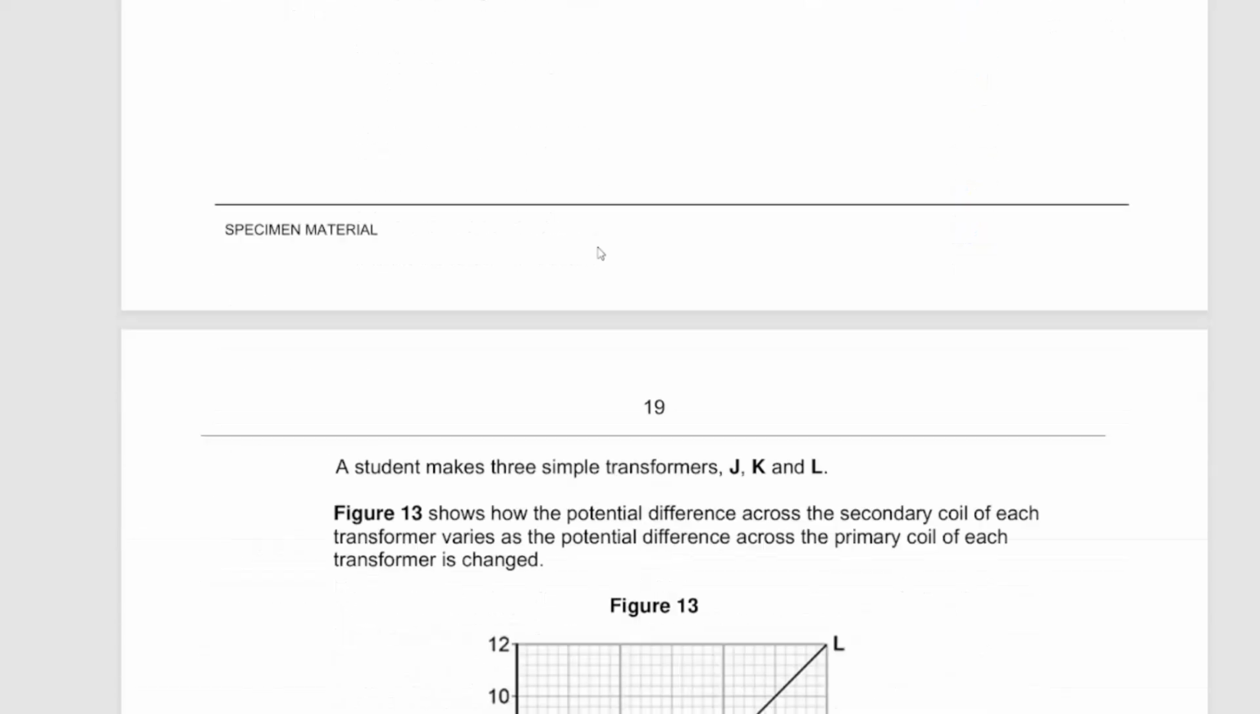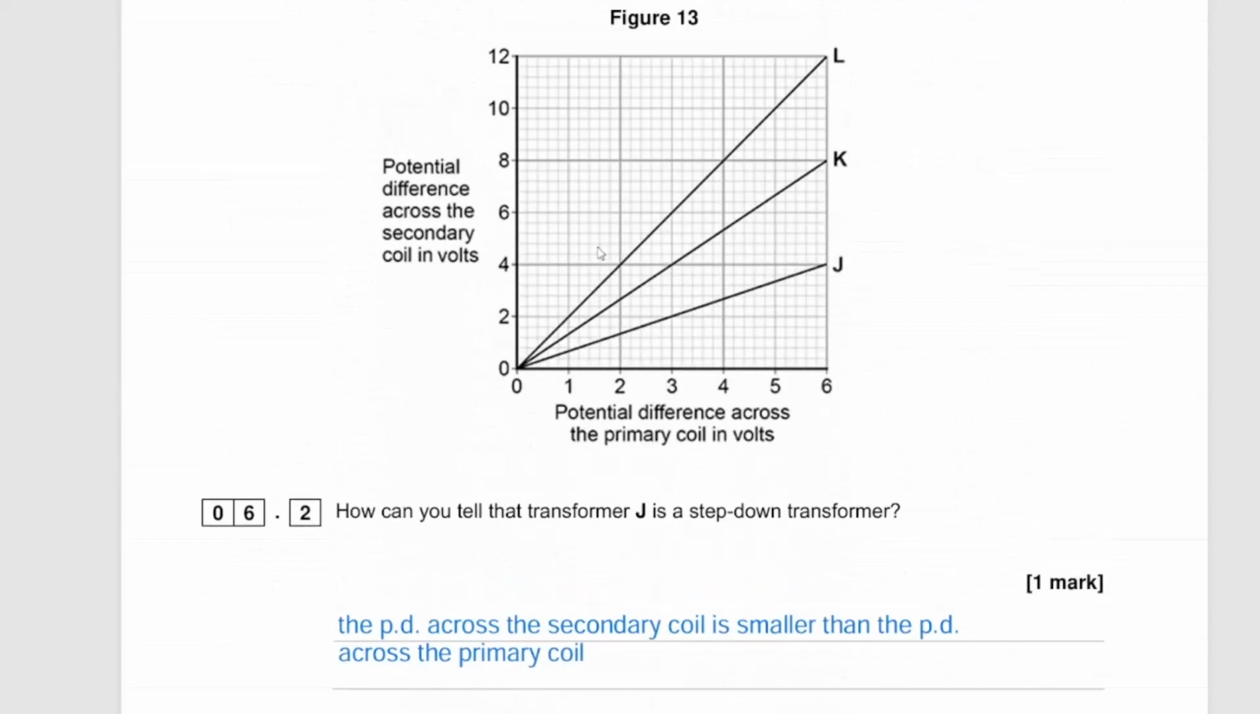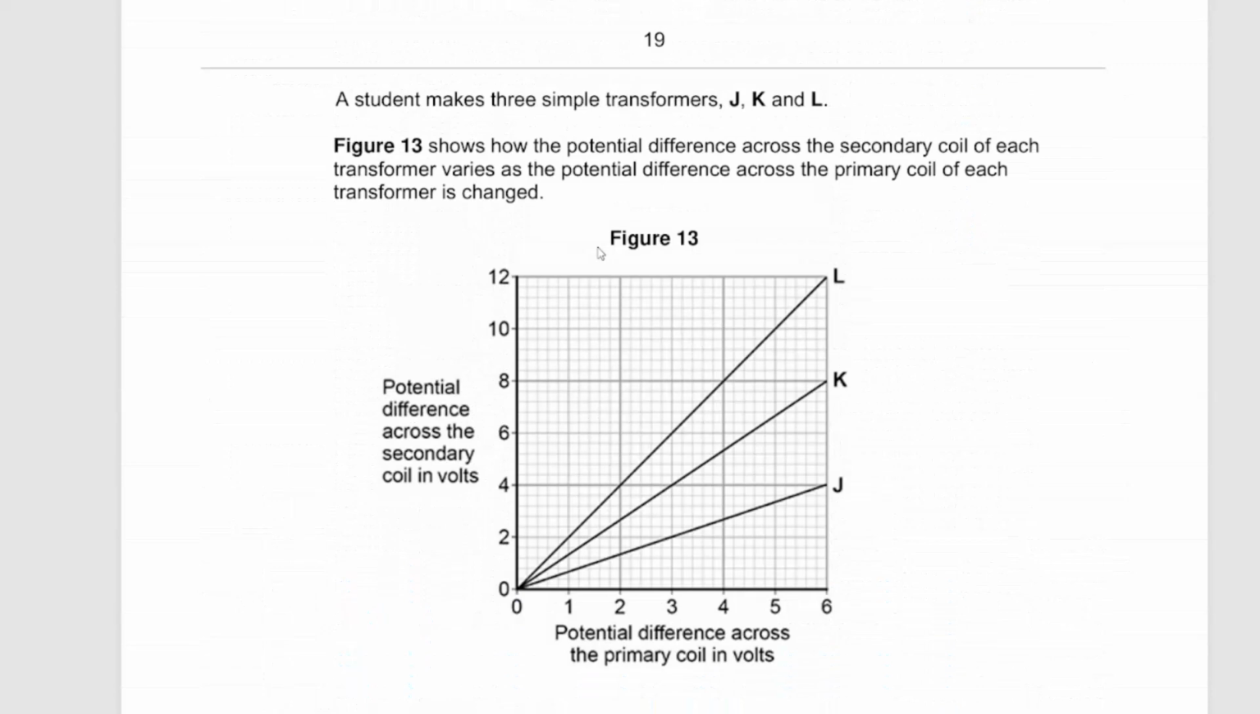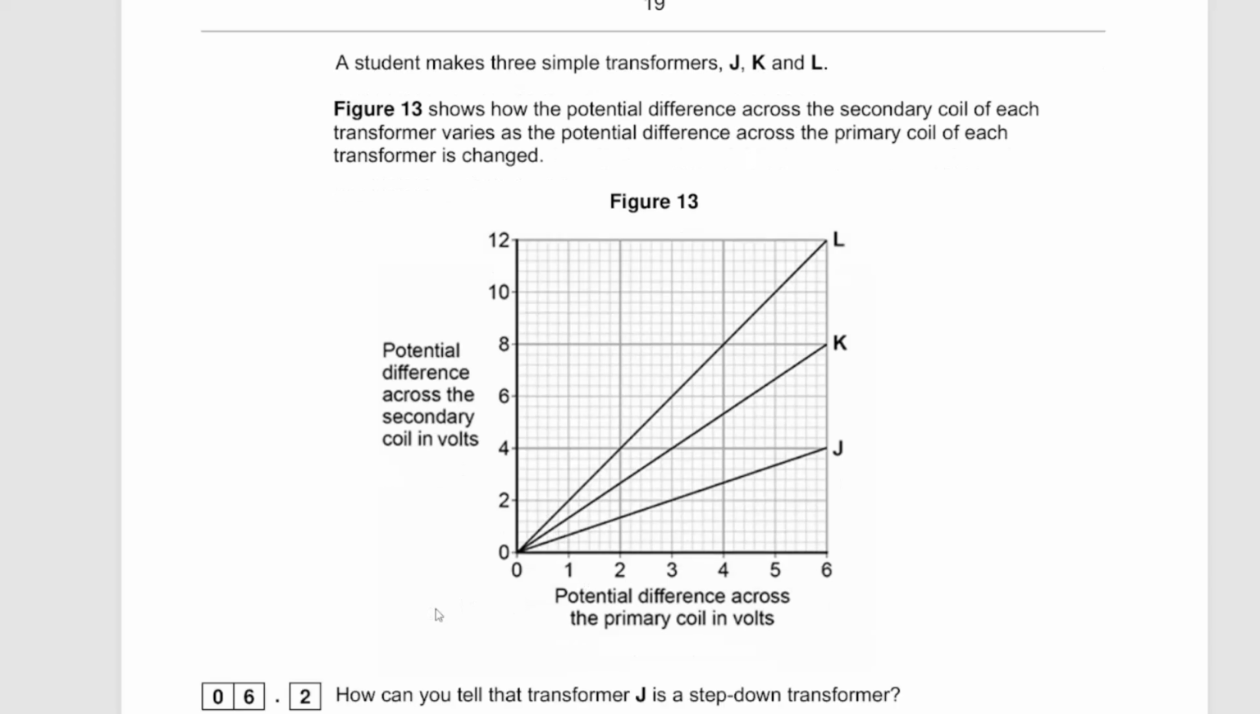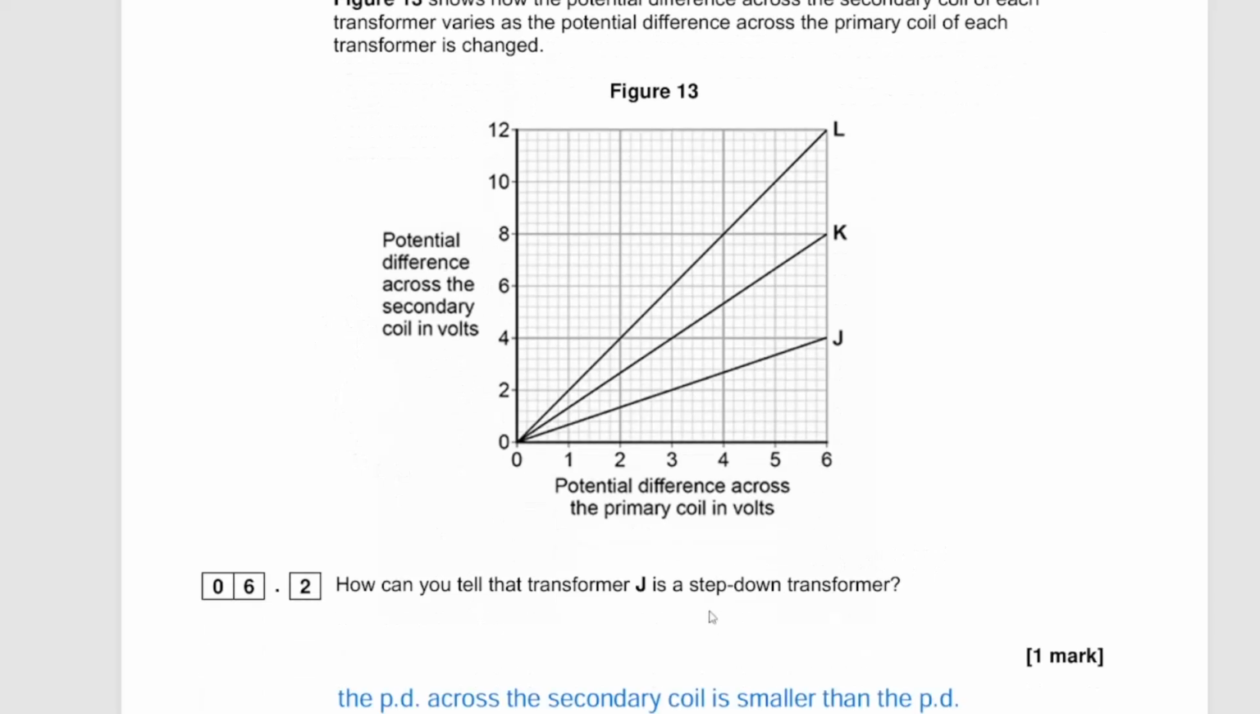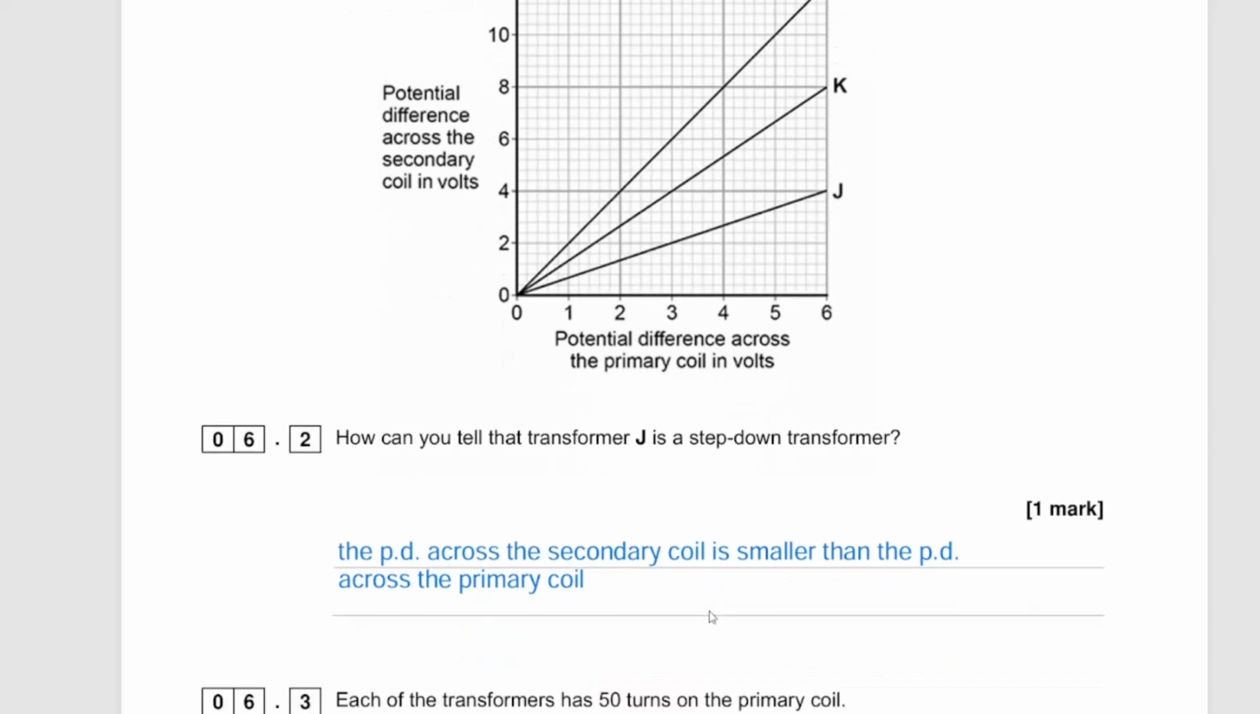And then we're asked, well, firstly we're shown for 3 different transformers, the potential difference in the primary coil to the potential difference in the secondary coil. And we're asked how we can show that transformer J is a step-down transformer. And how we can show that is that the potential difference across the secondary coil is lower than the potential difference across the primary coil, which I just wrote there.